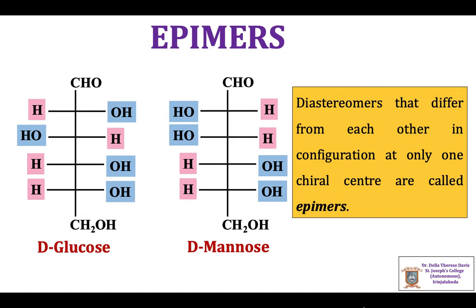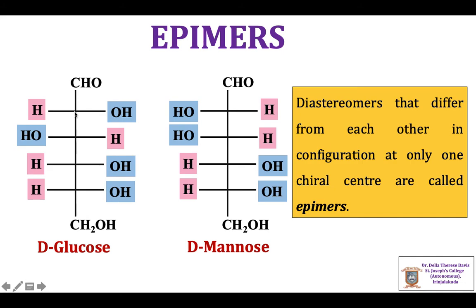Diastereomers that differ from each other in the configuration at only one chiral center are called epimers. An epimer of D-glucose is D-mannose. There are 4 chiral centers in D-glucose, and for an epimer, the configuration at one chiral center will be different and all other chiral centers will have the same configuration. So if we consider glucose and mannose, we can see that the configuration is different at the second carbon from the top.